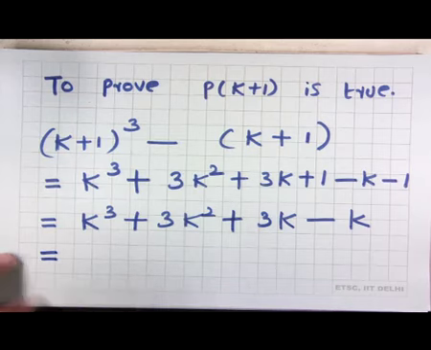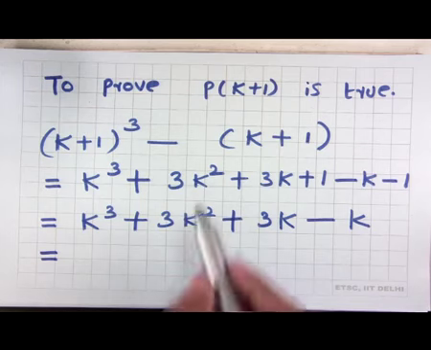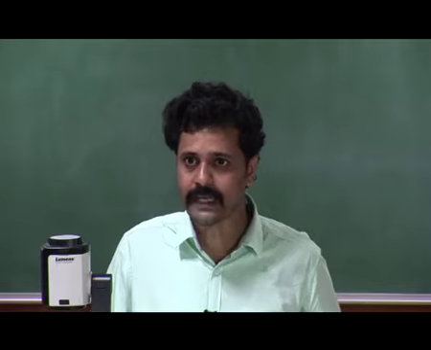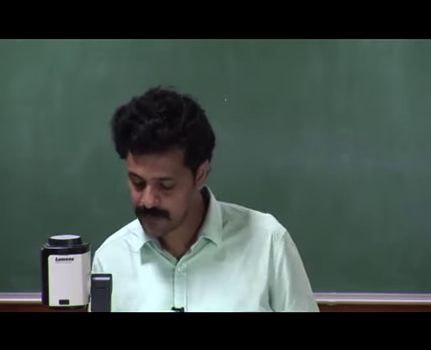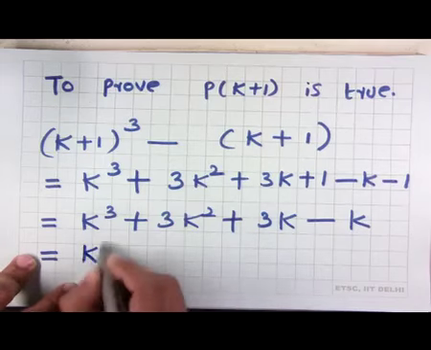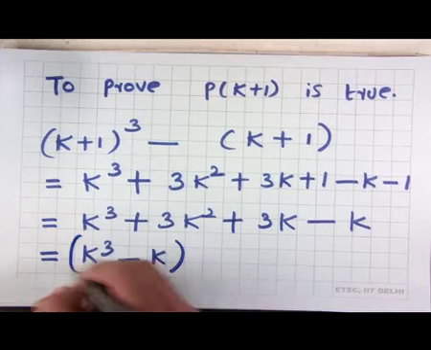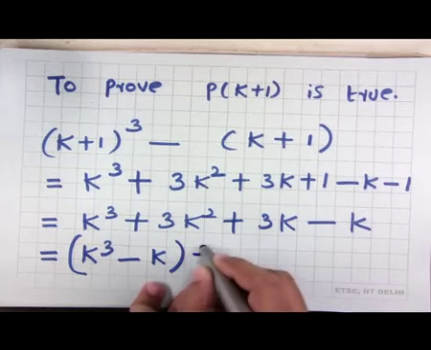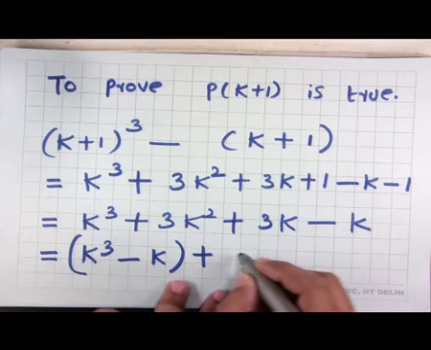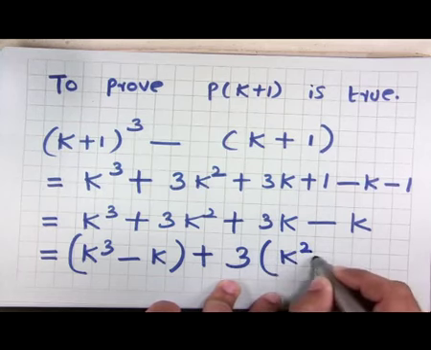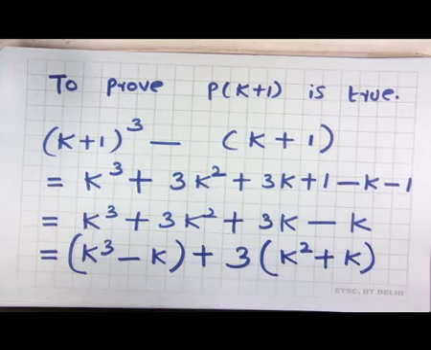Why? Because note that what we have to prove is that this left hand side is a multiple of 3. And what we have by inductive hypothesis is k cube minus k is a multiple of 3. So, let me combine that k cube and minus k, which I have written as the last term, together, and then from the second term and third term I can take a 3 outside and write it as k square plus k. In fact, we can take a k also outside, but let me not do it.